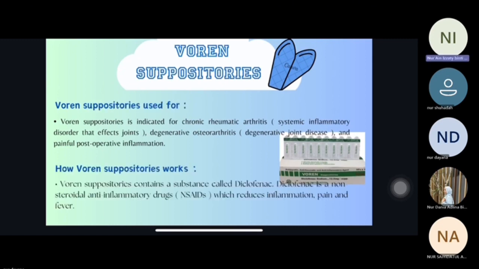Next, we continue with oral suppositories. Oral suppositories are used for chronic rheumatoid arthritis, a systemic inflammatory disorder that affects joints, degenerative osteoarthritis, degenerative joint disease, and painful post-operative inflammation. How do Voren suppositories work?